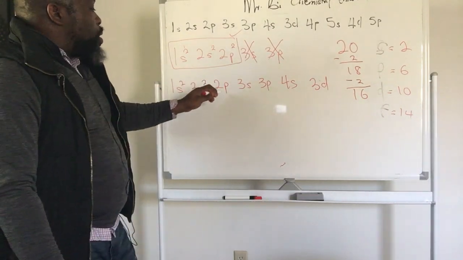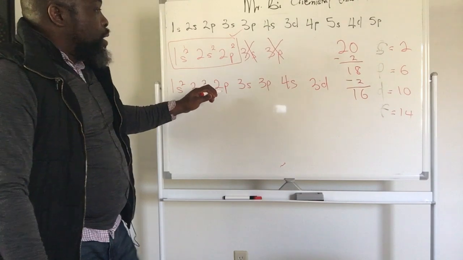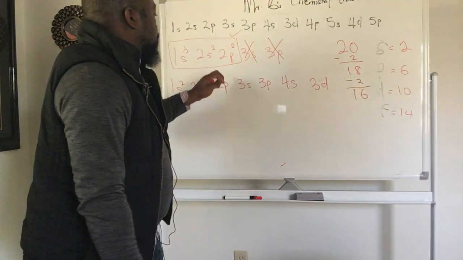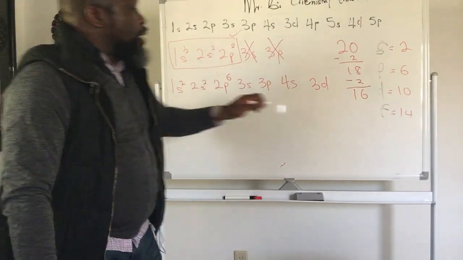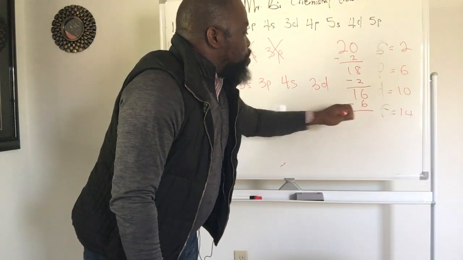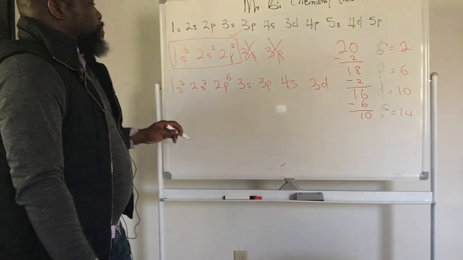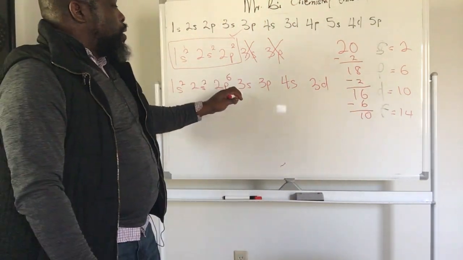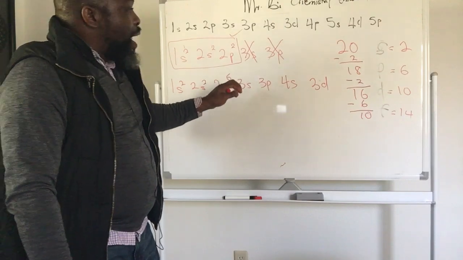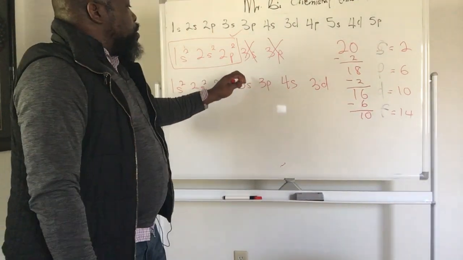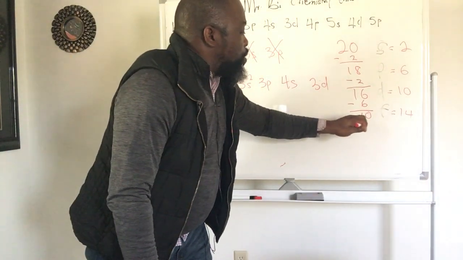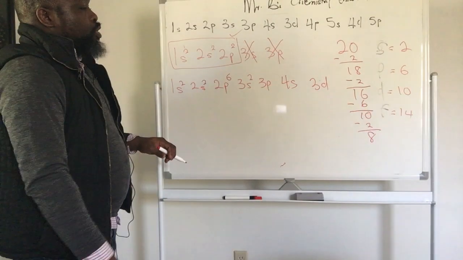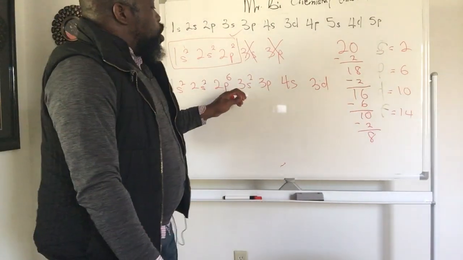So we go to the next one, we see it's going to be 2p. Remember, p can have 6. So we put 6 right here. We'll take our 6, so we have 10 left. We keep on going until we get to 0 electrons. The next one is 3s, another s. S can have 2, right? So put 2 here, we'll take 2 from here. So we have 8 left. So we keep on going to the next one.